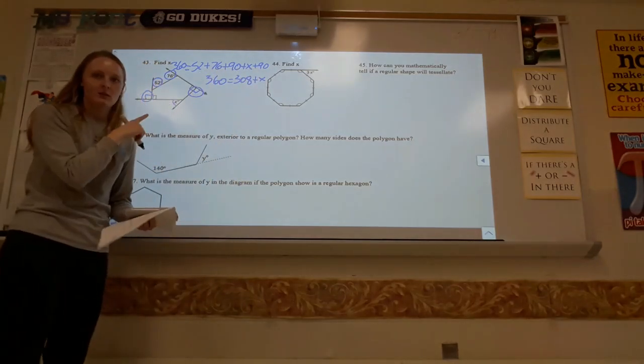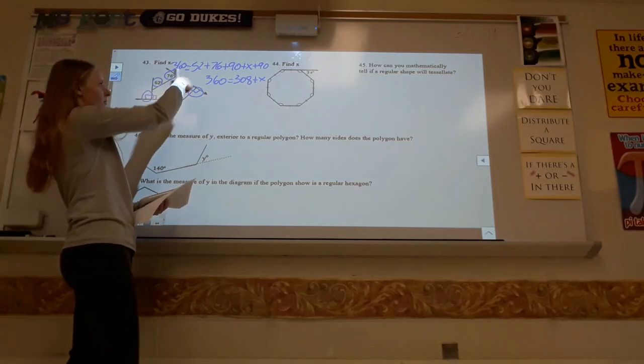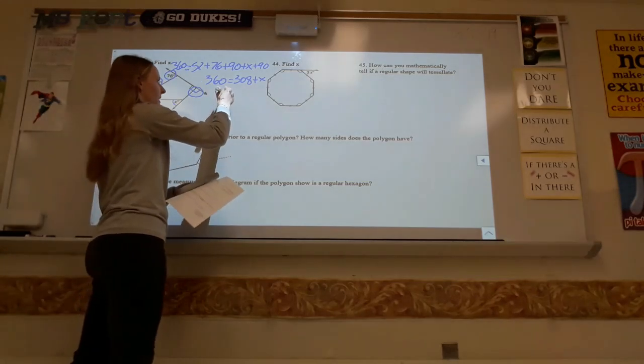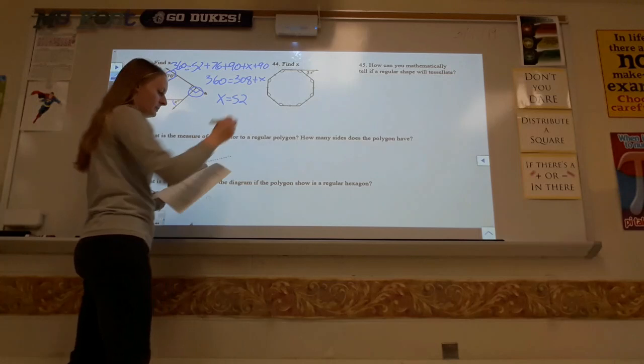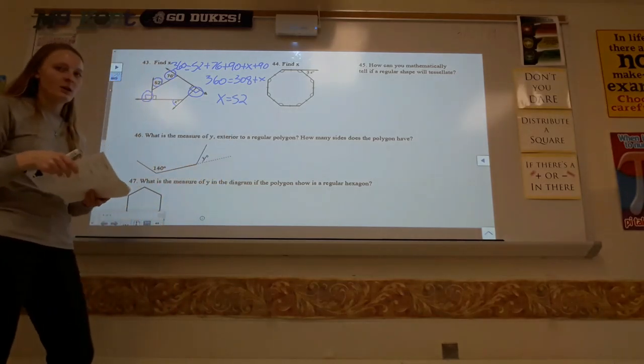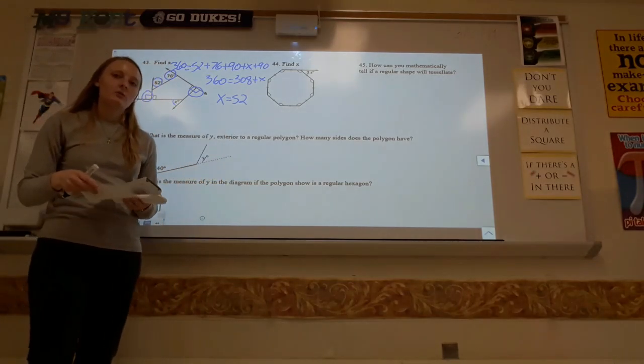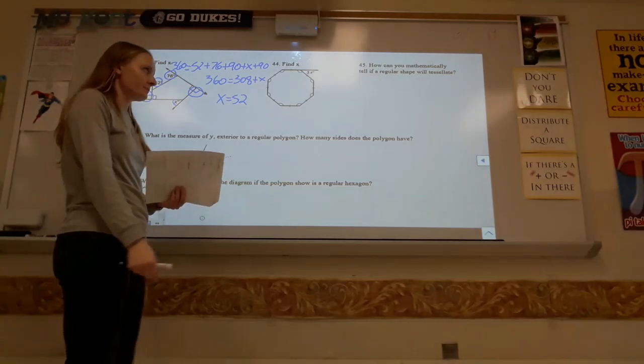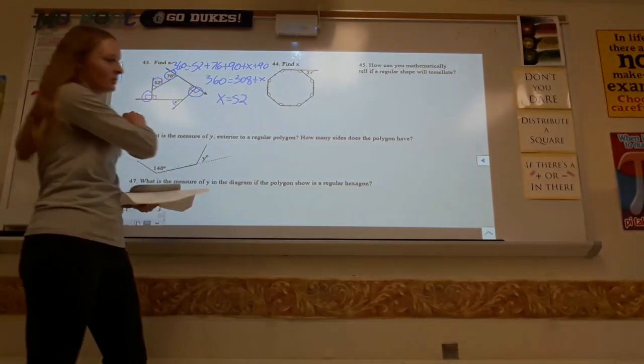All right, I know that these angles all add to 308. I'm going to subtract that away. X is 52. Okay, so again, for this one, you have to use the sum of exterior angles and then use some algebra to solve. Now this one, it's very similar, right?